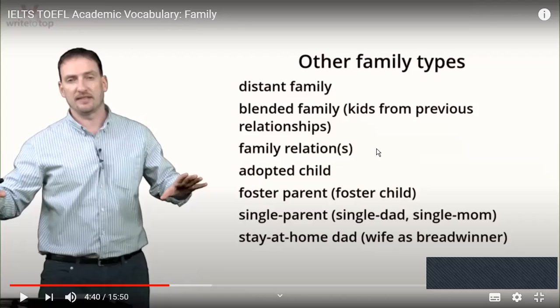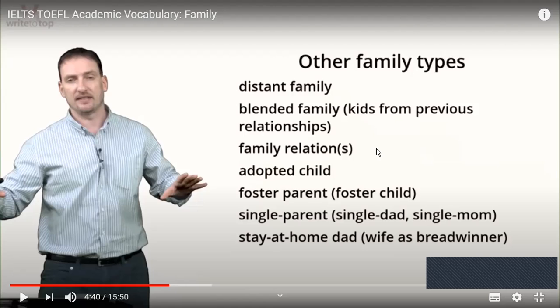And a single parent, do you know what it means, single parent? Single dad, single mom. We have such kinds of families. If in a couple one of them died, such a family is called a single parent family.